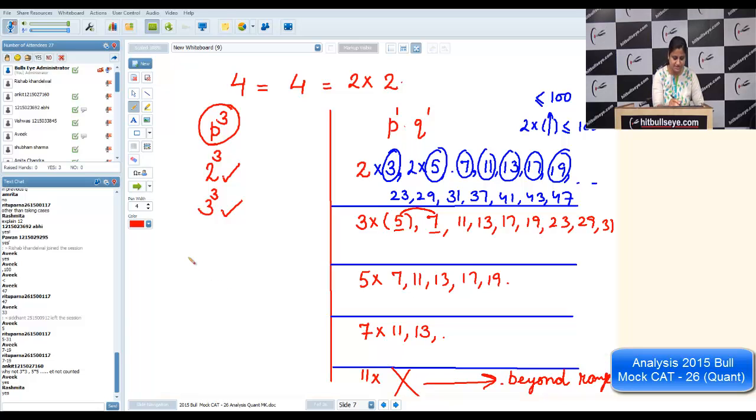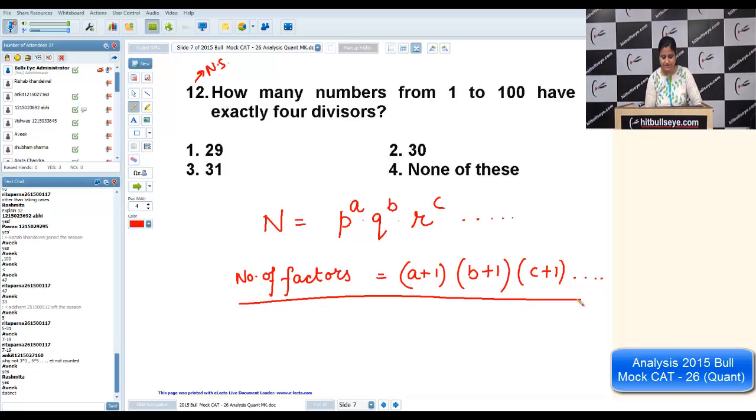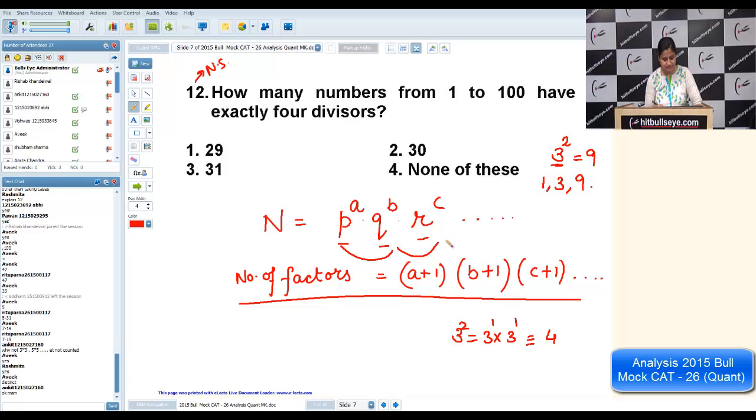Ankit, the formula we are using here, number of factors, this formula is applicable if and only if P, Q, R should be distinct primes. As you can see, the formula will fail here if you write 3 square. 3 square is 9. How many factors are here? 1, 3, 9, only 3 factors. But if we write 3 square as 3 into 3, there will be 4 factors in this case, which is not so. That's why these should always be distinct primes. Is it okay, Ankit? Okay, let us move.